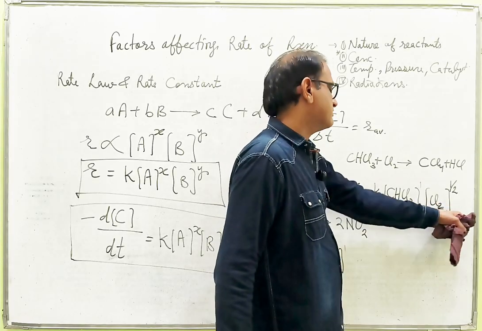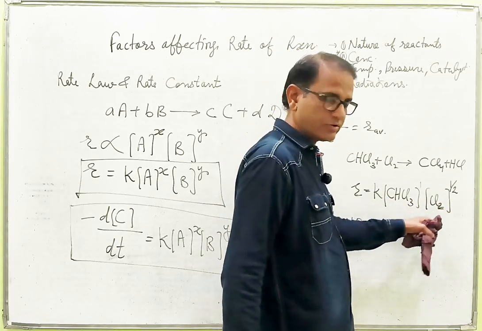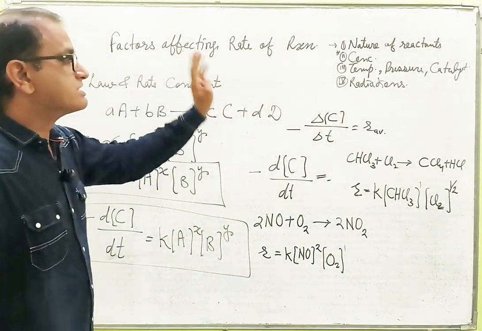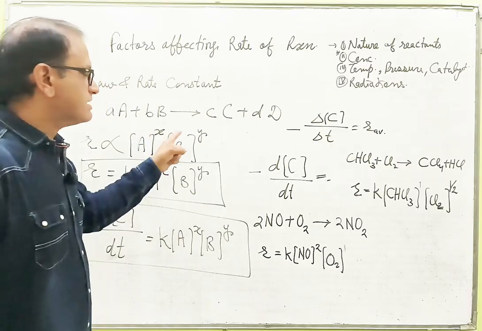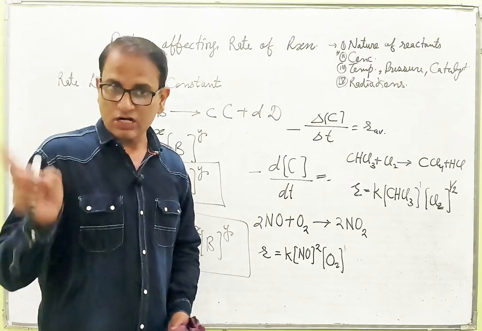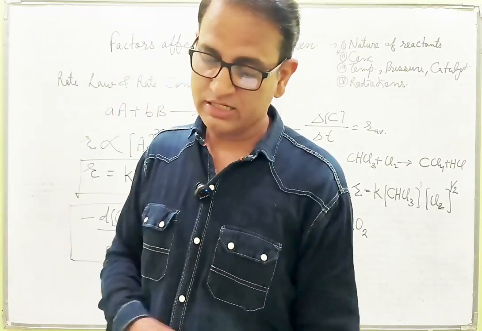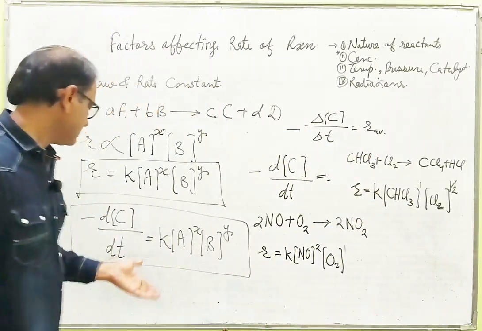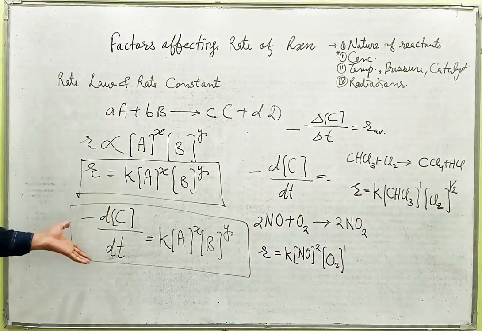Order of reaction with reference to chlorine. So that is what we are discussing, that these are experimental values. X and Y are experimental values and cannot be determined just by seeing the equation. So this is the rate law, and this is the differential rate equation.